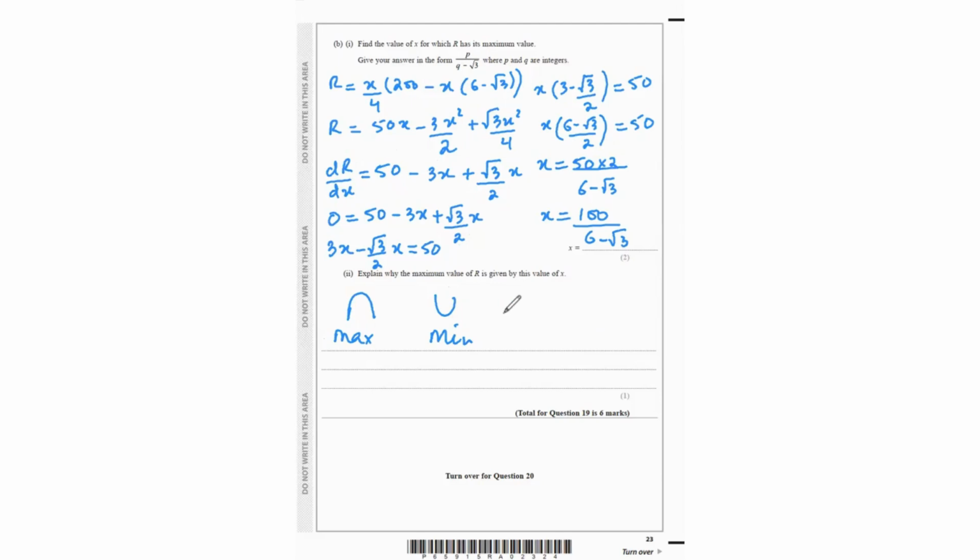So the shape of the curve is determined by the coefficient of x squared. And if the coefficient of x squared is negative, that means it's maximum. So this is why the maximum value of r is given by this value of x, because the coefficient of x squared was negative. That is your answer.